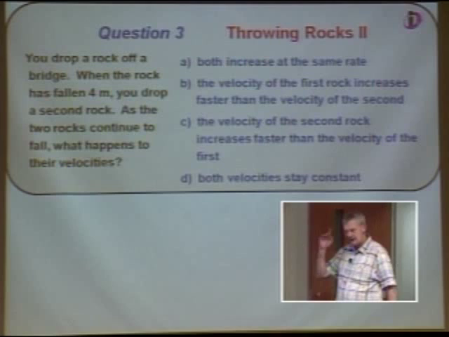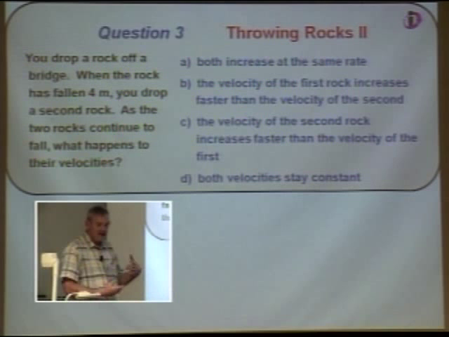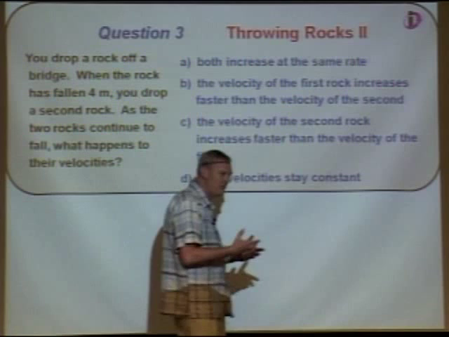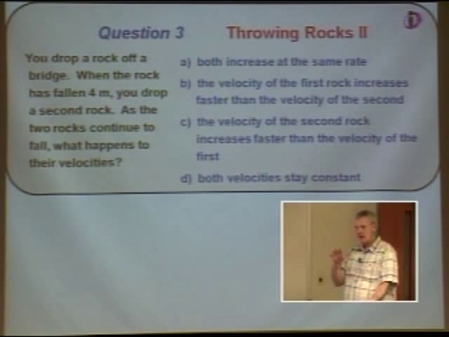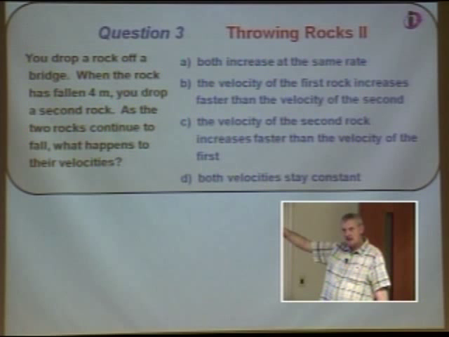Now, I'm going to make an assumption. What you're thinking is, oh, well, that first rock is going faster once I drop that second rock. Yeah, it is. But their rate of change of velocity is going to be the same. In other words, for every second that they're in the air, they're going to gain a velocity of 9.8 meters per second going down. Now, after 4 seconds, when you drop that one, v equals gt.